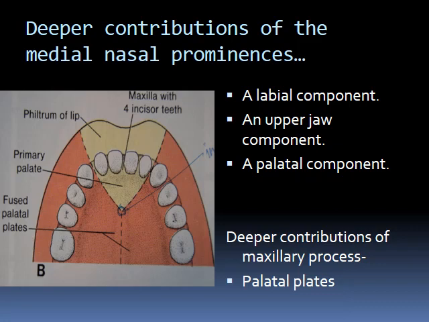will be formed by contributions from the maxillary processes. So you have seen the maxillary process in the previous diagram. From there, two shelves will arise, and these two shelves grow towards the midline and fuse in the midline to form the rest of the palate. And this contribution from the maxillary process is called the secondary palate. And the junction of the apex of the primary palate with the secondary palate is represented by the incisive foramen.